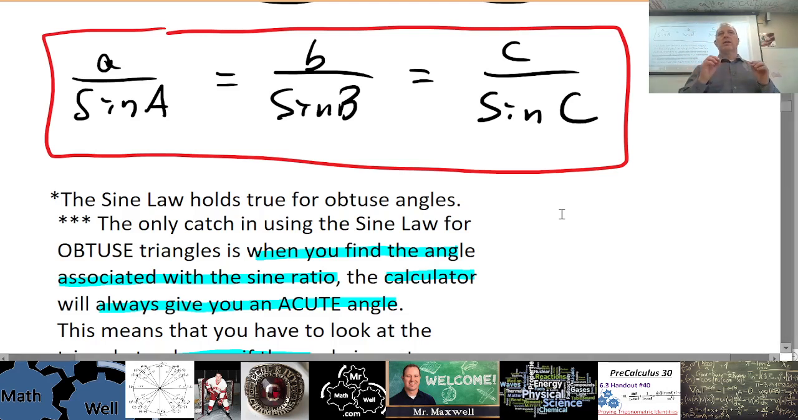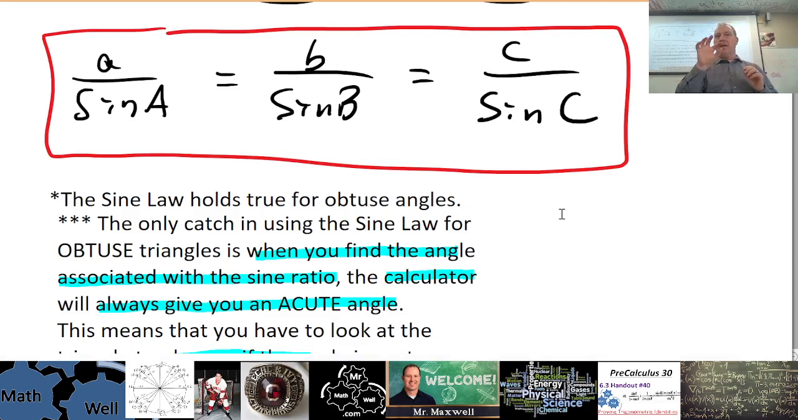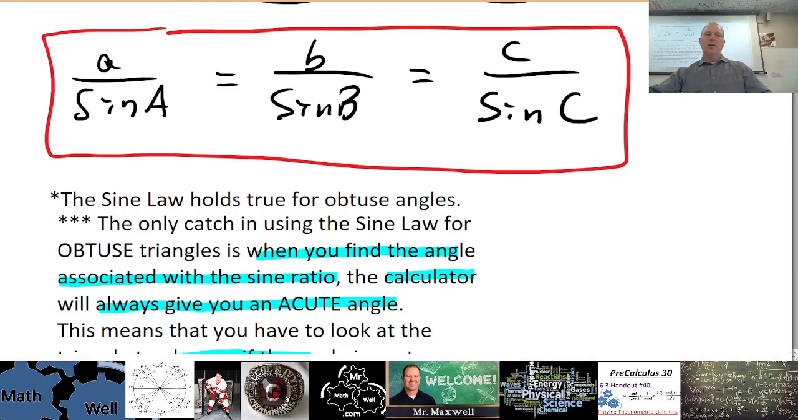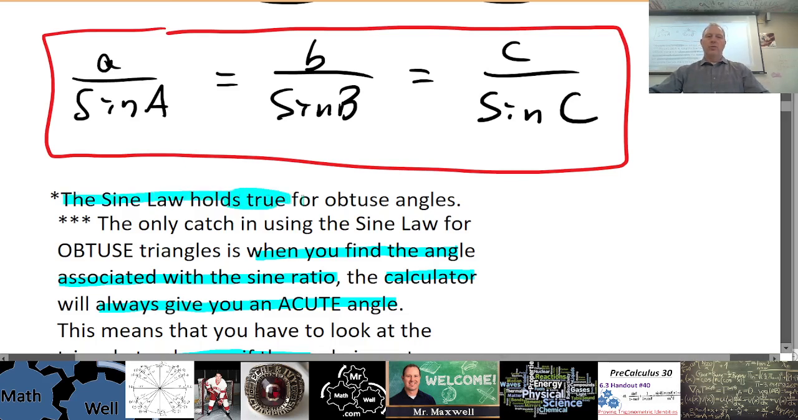We capitalize on the fact that the sine of an angle and the sine of its supplement, the supplement being an obtuse angle, are the same. So the sine law is exactly the same even for an obtuse triangle. So please write this down. The sine law holds true for obtuse angles, or for obtuse triangles as well.